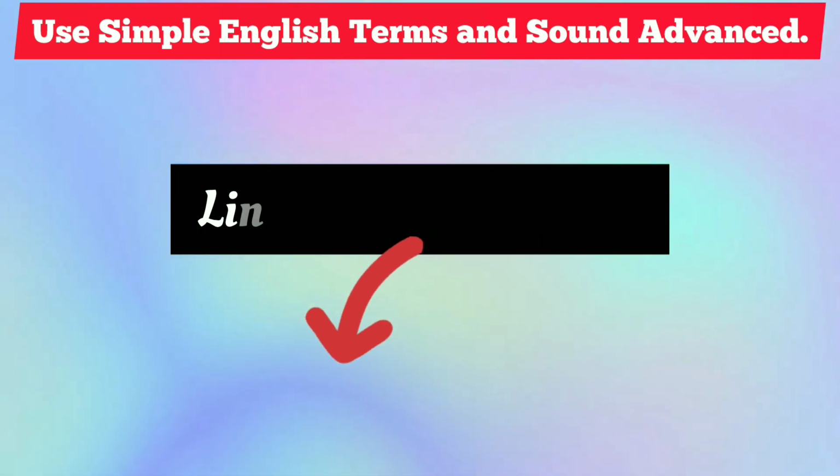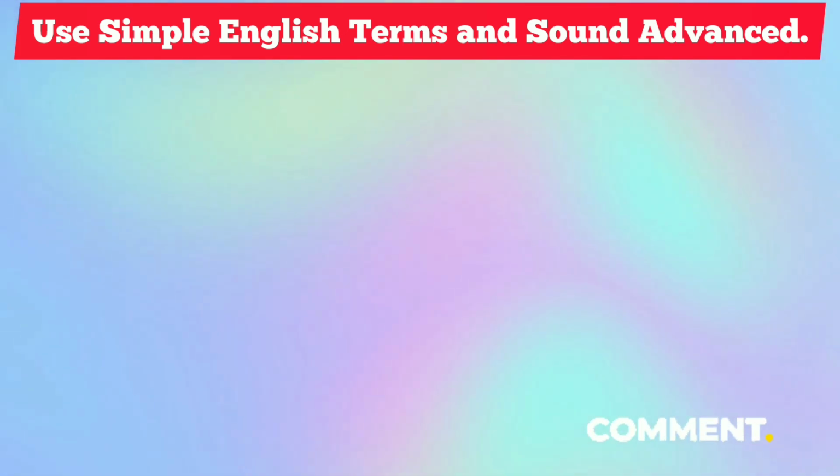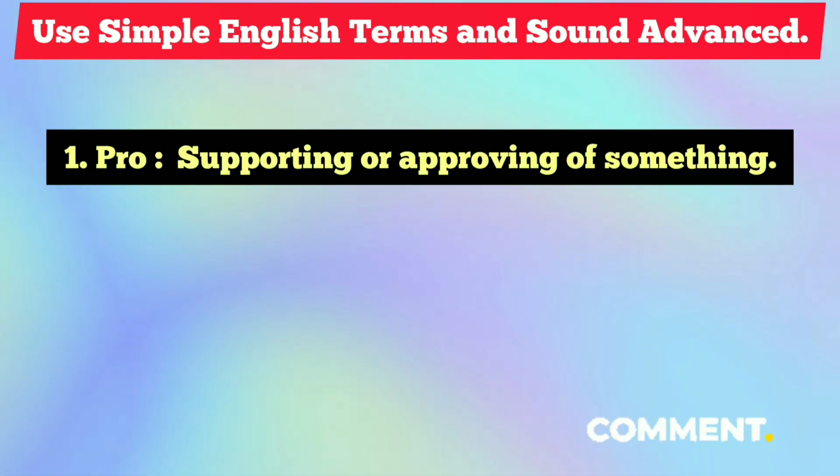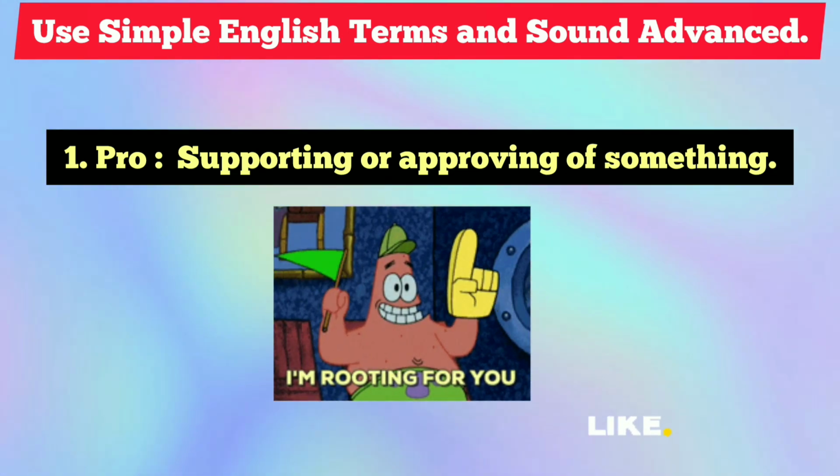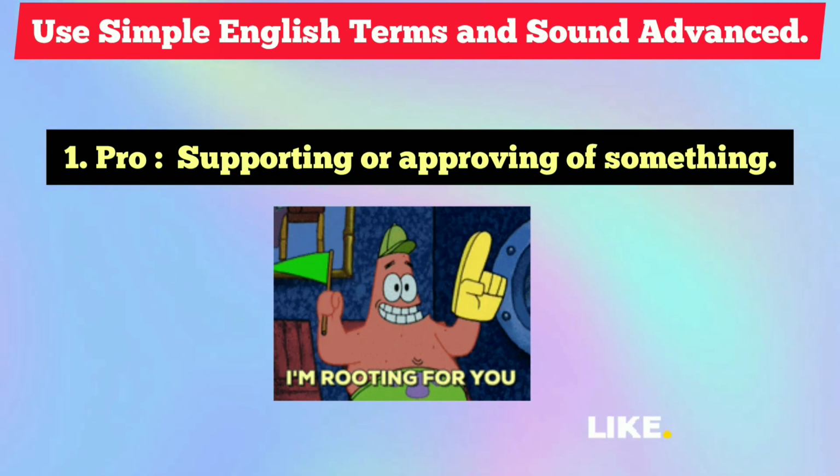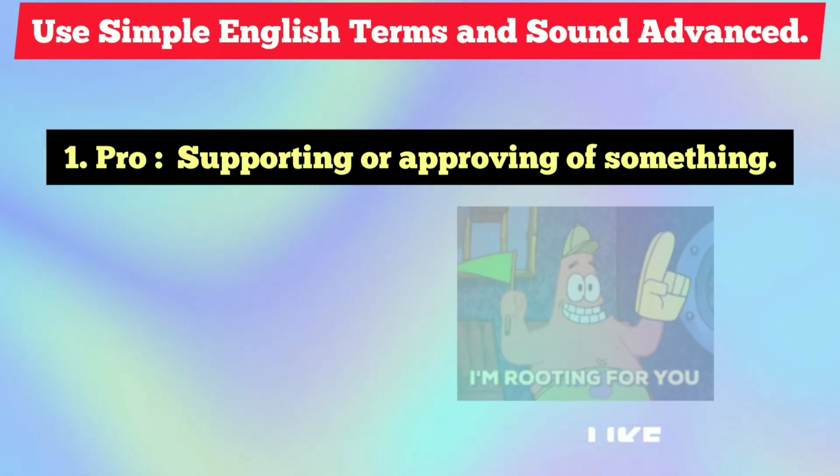So friends, the first important term I'm going to discuss, which is going to help you to sound quite advanced, is on your screen. That is pro. Let me repeat, it's pro. It's P-R-O. It's a very short and simple term. So the word pro can be used to mean that when you are supporting or approving something, that's called pro. When someone supports or approves something, that's called pro.